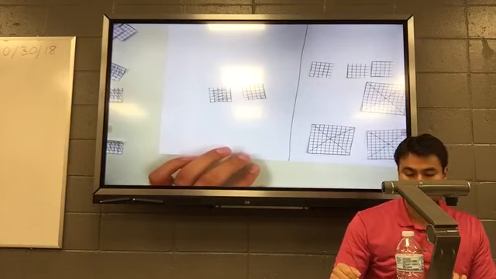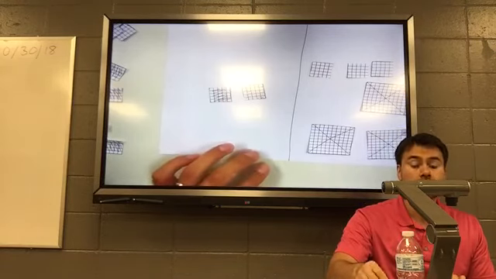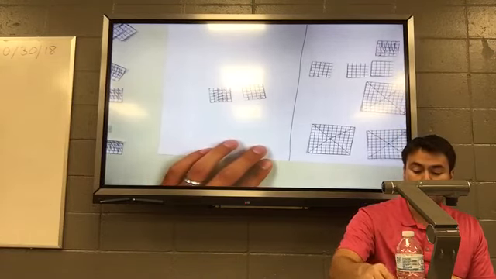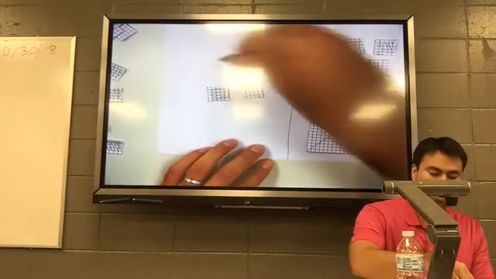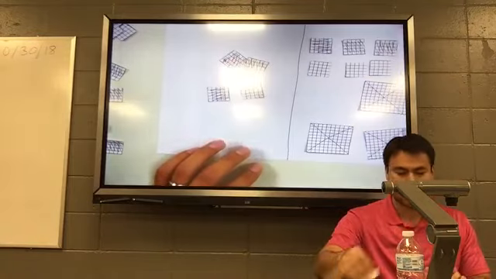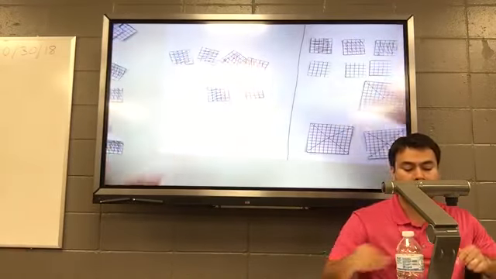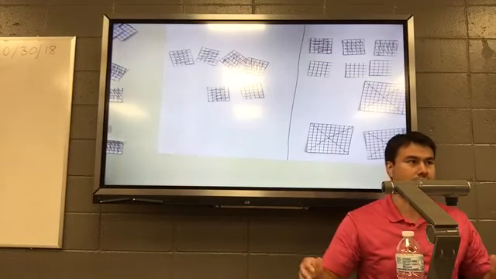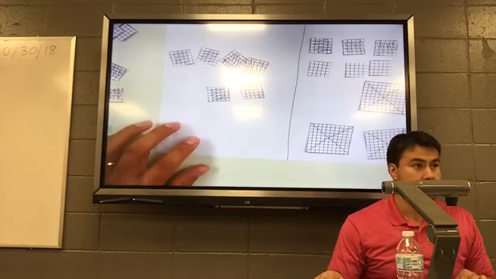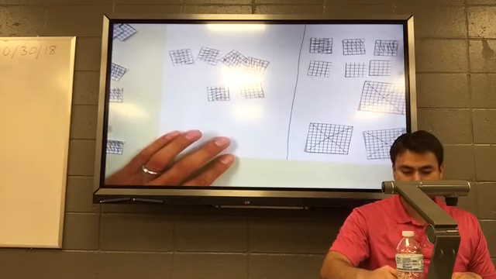Add 4 negatives to each side. I'm going to add 4 negatives to each side. And you're like, why 4 negatives? Okay, first why 4, and then why negatives? Does anyone know how to explain why did we add 4 negatives to both sides? Like, that seems kind of random.